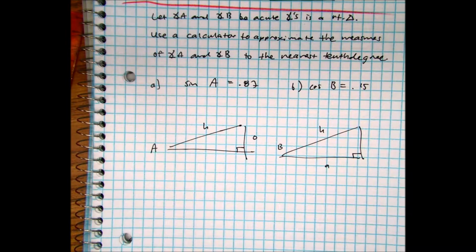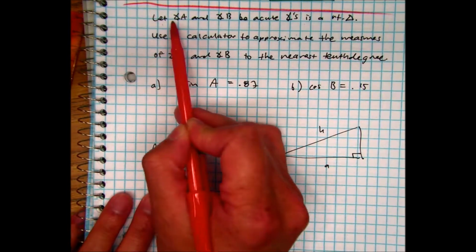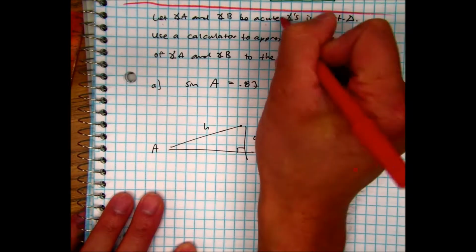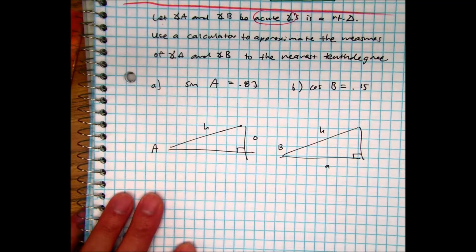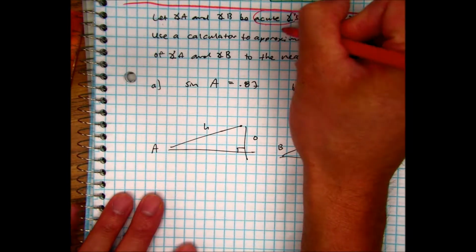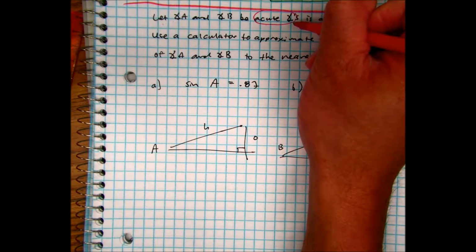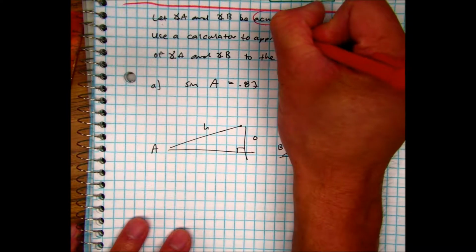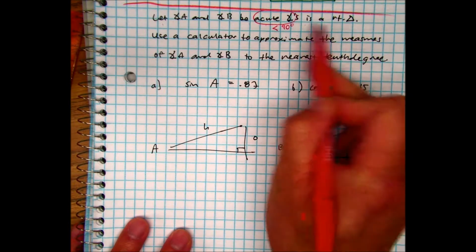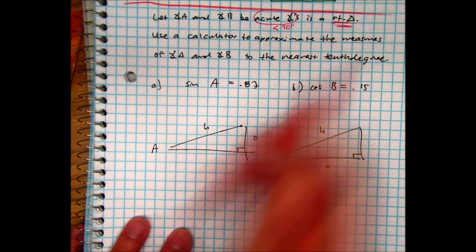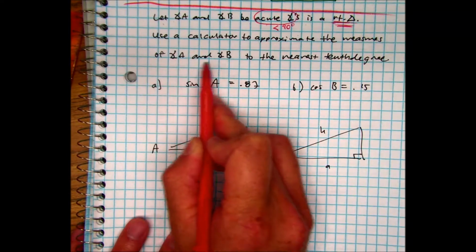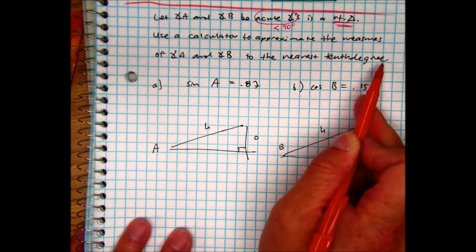Alright, so let's go over this example. It says, let angle A and angle B be acute angles. So acute angles, how would you guys describe acute angles? Less than 90 degrees. It's like a cute little bunny. It's small. It's less than 90 degrees. So that's your hint. Then it tells you it's also a right triangle. Use a calculator to approximate the measures of angle A and angle B to the nearest 10th degree.